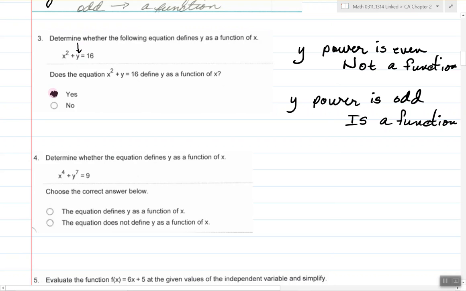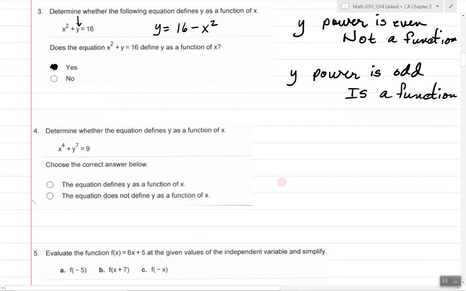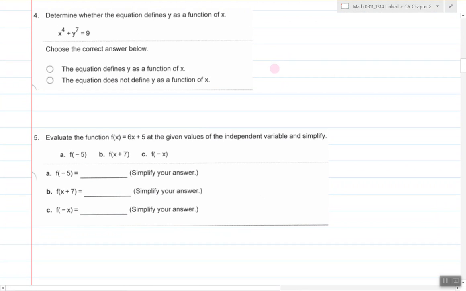That comes from, if you were to solve this equation for y, you would say y is equal to 16 minus x squared. If you put in a value for x, square it, subtract it from 16, you will get one and only one y. I'll show you the counterexample in just a minute. In this one, is y a function of x? We'll look at y. Oh, its power is odd again. And when it's odd, it is a function.